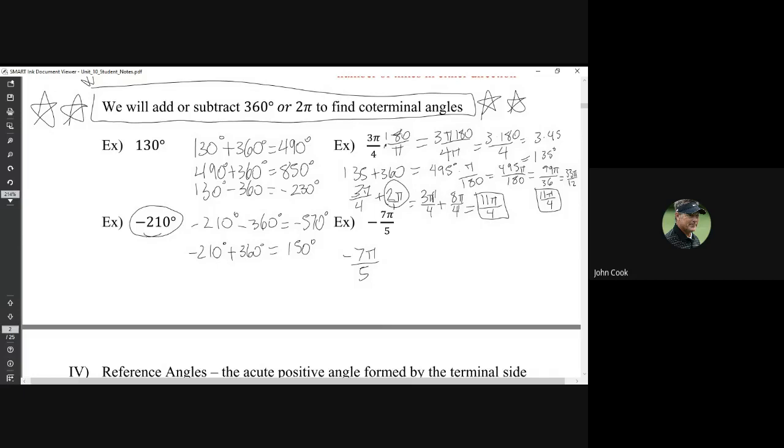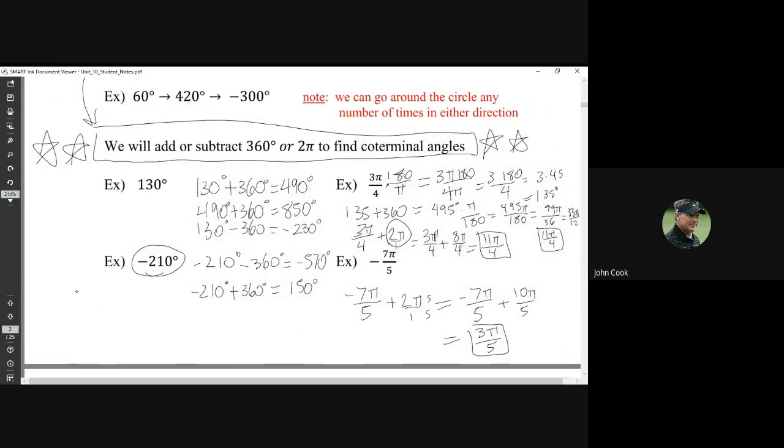But anyways, I want to find a coterminal angle with this. So what I'm going to do is take that negative 7 pi over 5, and I'm going to add on 2 pi. So I need to find the common denominator. So 2 pi over 1, and then multiply the top by 5 and the bottom by 5. So I get negative 7 pi over 5 plus 2 times 5 is 10, so 10 pi, and then 5 times 1 is 5. They have the same denominator, so I go straight across. 10 minus 7 is 3, so 3 pi over 5 would be my coterminal angle. And obviously you can find another negative coterminal angle by subtracting 2 pi instead. But there you go. That's all that you need to do for that.